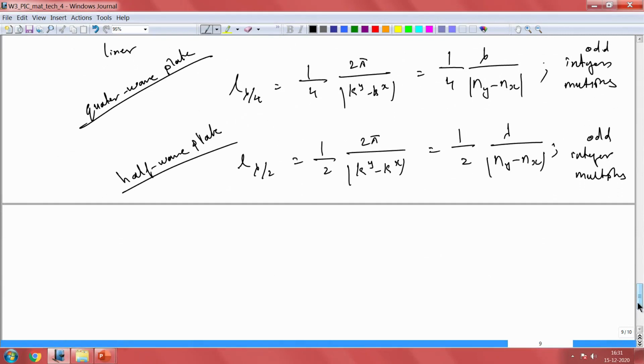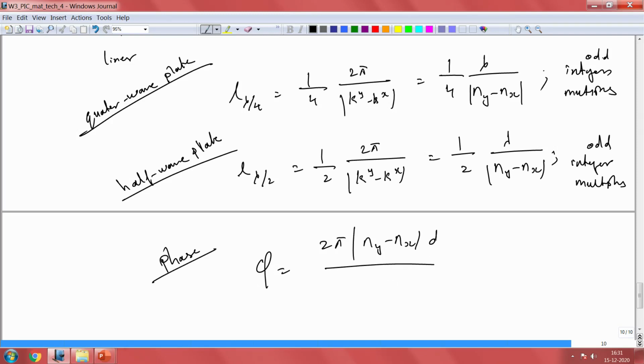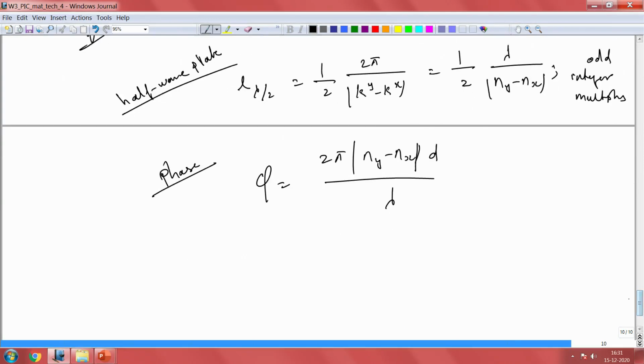We can also change the phase of light that is going through it, right. So that is the phase retardation, right. So how can you change the phase? Let's look at how phase will be affected by this. So ny minus nx times d divided by lambda. This will give you the difference in phase, right, when you have an anisotropic medium. So this is called phase retardation.